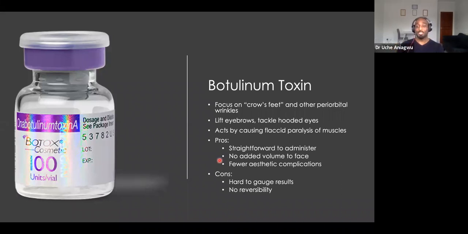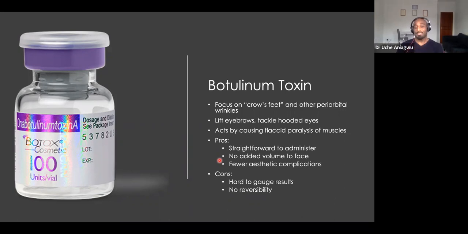It doesn't add volume to your patient's face, and I love that. So it means that you can't technically change the structure of their face. And also, you tend to get fewer aesthetic complications. So things like migration, lumps and bumps, malar edema, the things that are associated with treating the infraorbital or periorbital region, you don't tend to get with using botulinum toxin.